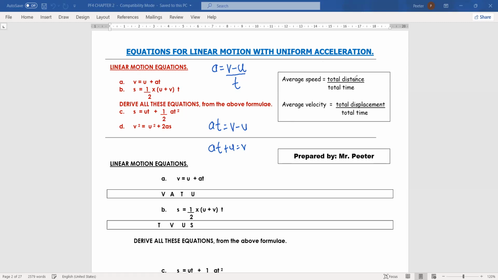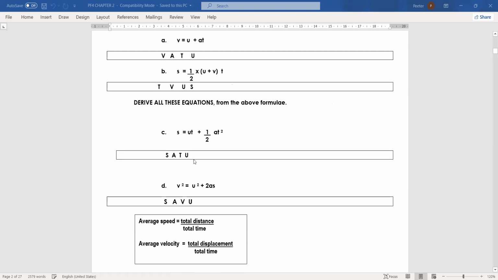Average speed will be total distance per total time. Average velocity should be total displacement per total time. We'll be using all these 6 formulas to solve linear motion, any type of movement.